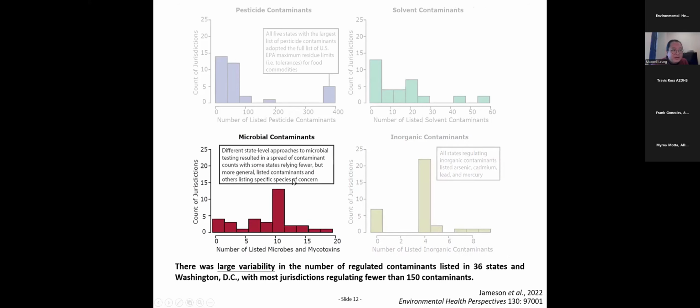Microbial contamination also has very large variation, partly because there are a lot of different microbes, but also because there are a lot of different methods to regulate the different microbes in cannabis. So different methods by themselves cause a lot of variation when it comes to microbial contaminant regulation.